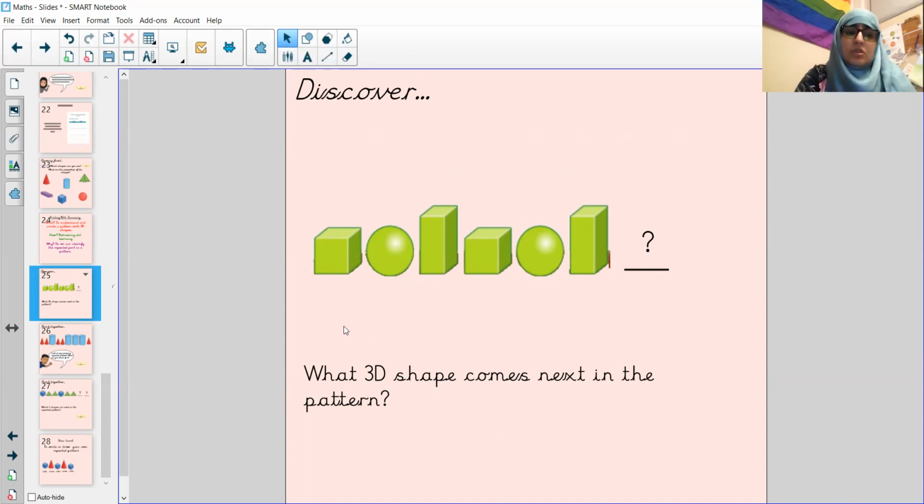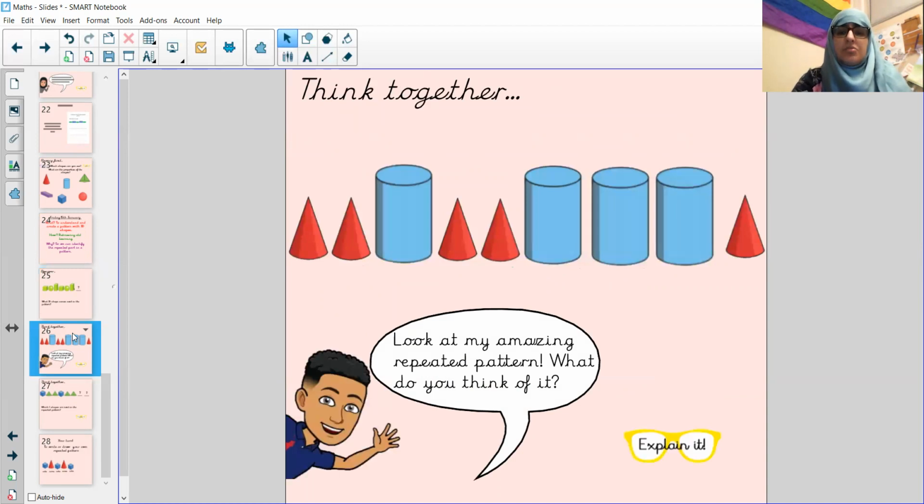Okay, so let's go to our think together. Now Mr. Rogers has made his own repeated pattern using the 3D shapes. Now I want you to have a little think about his repeated pattern. What do you think of it? Use that chant in your head. Let's see what shapes are here. There's 2 cones, 1 cylinder. 2 cones, 1 cylinder, 2 cylinders, 1 cone. Have a little think. Is Mr. Rogers' 3D shape pattern repeated? Have a little think.